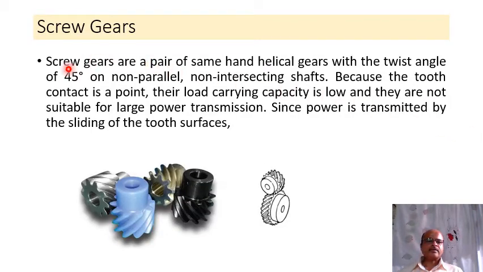Then next, screw gears. Screw gears are a pair of the same hand helical gears with the twist angle of 45 degrees on parallel non-intersecting shafts. Because the tooth contact is a point, their load carrying capacity is low and they are not suitable for large power transmission. So this is the important point.